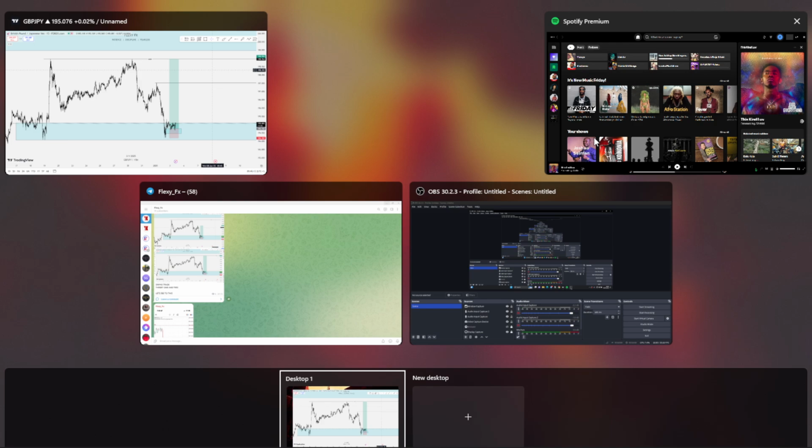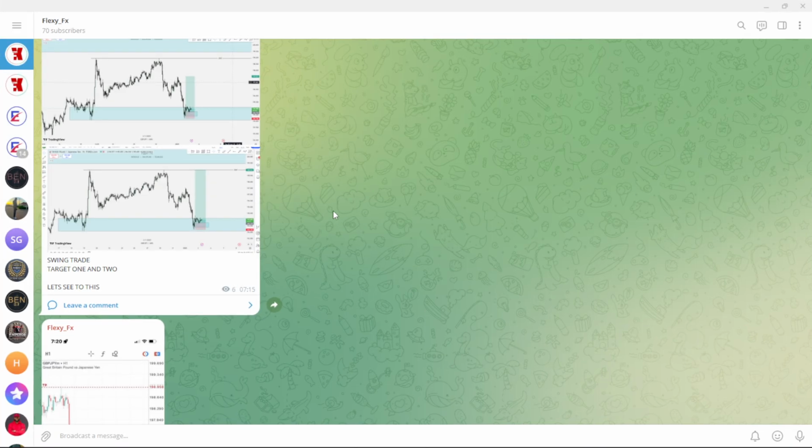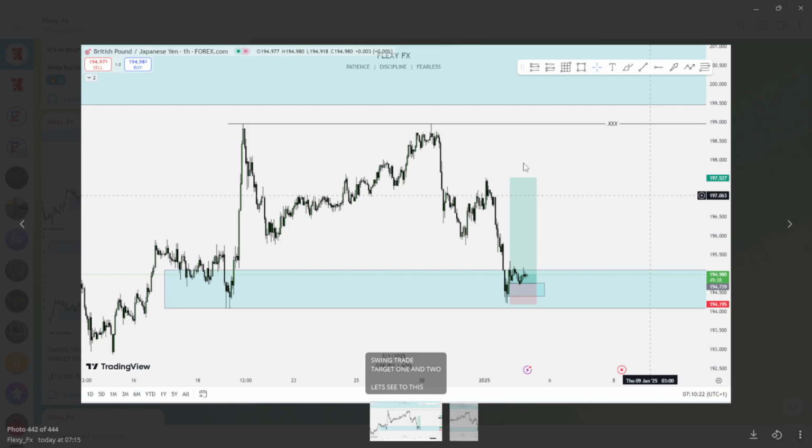Now I shared this on my Telegram, and you can see the write-up, swing trade targets 1 and 2. Let's see how it goes.